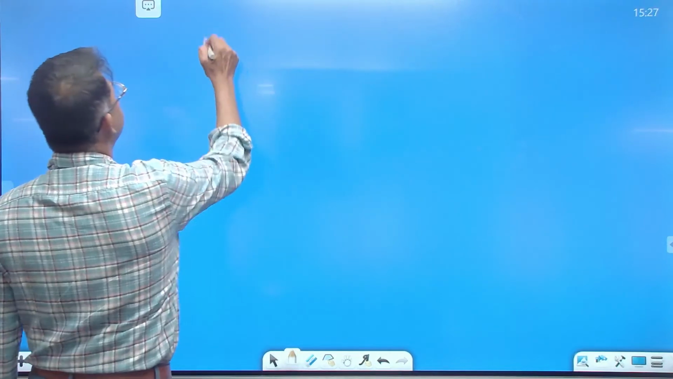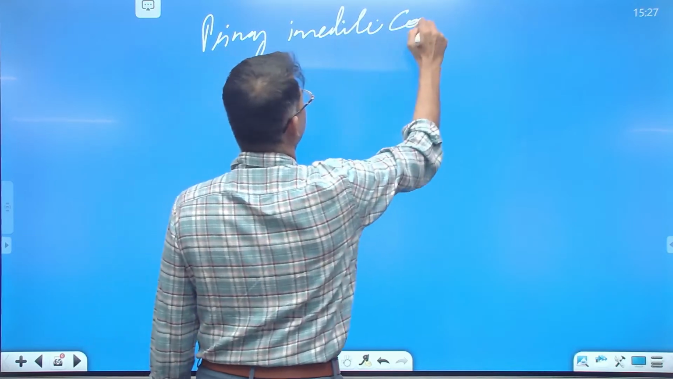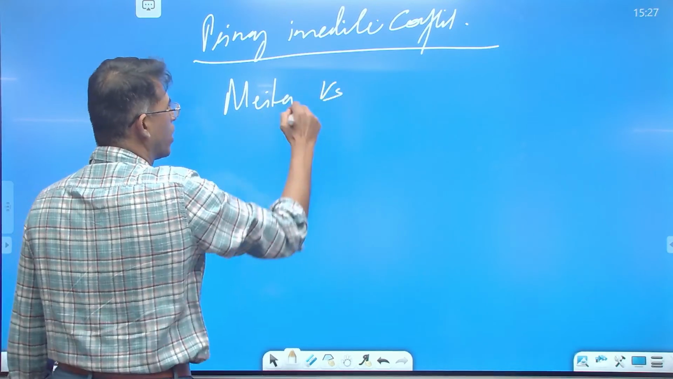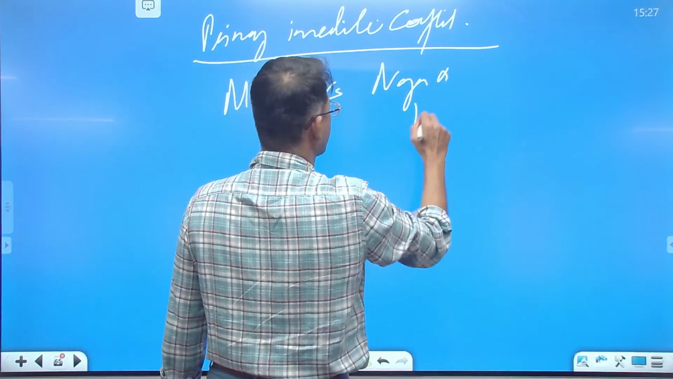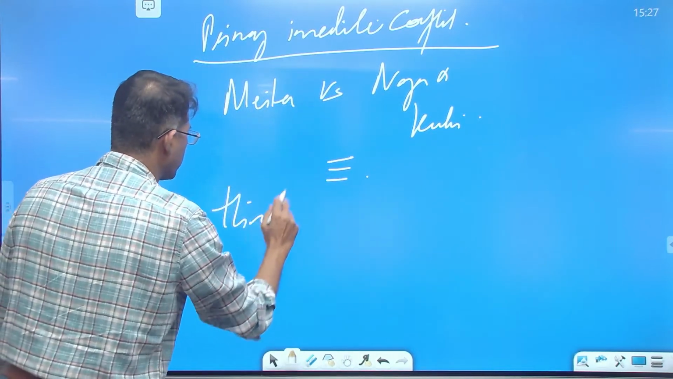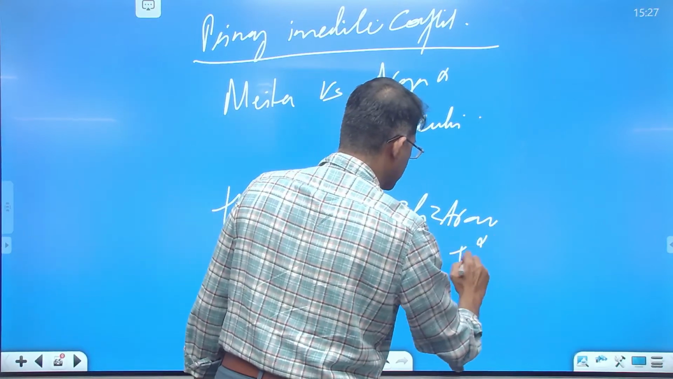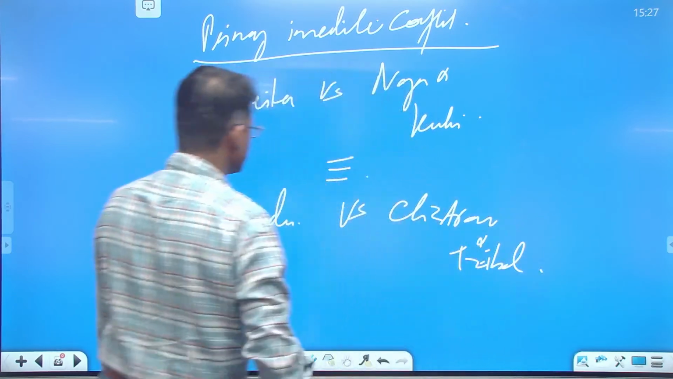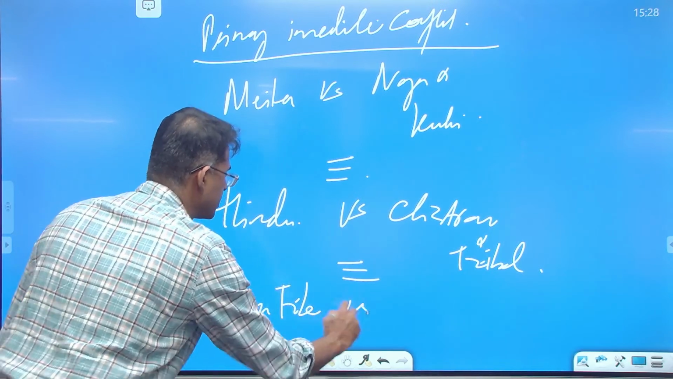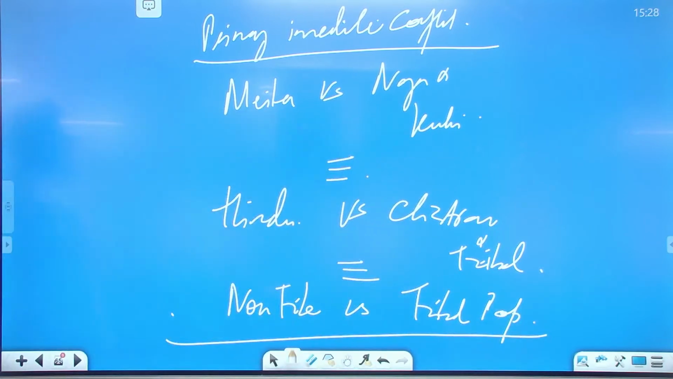So the primary, immediate conflict is essentially Meitei versus Nagas and Kukis. This is also synonymous with Hindus versus Christians and tribal cultures. It is also synonymous with non-tribes versus the tribal population. It is seen like this.